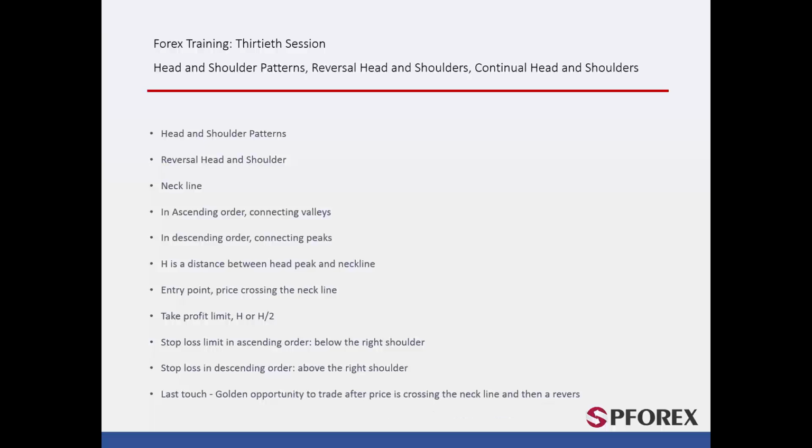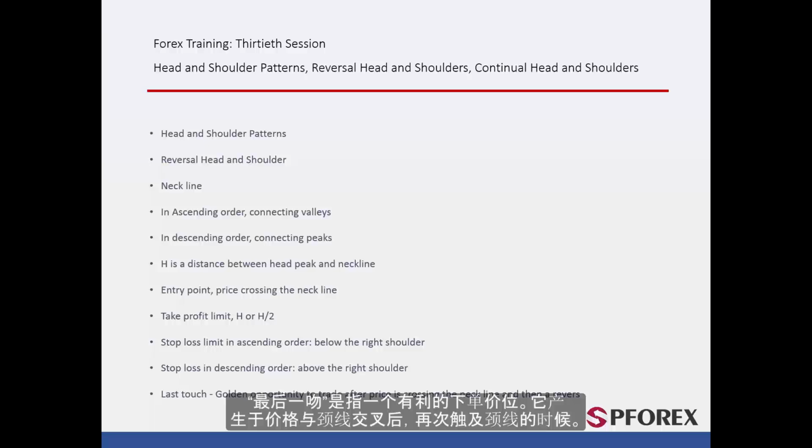Stop loss. In decreasing mode, stop loss is above a right shoulder peak point, while in increasing mode, stop loss price can be placed under a right shoulder valley. Last kiss. Last kiss is a favorable point where traders can place an order. It happens when price returns to the neckline after it crossed it earlier.